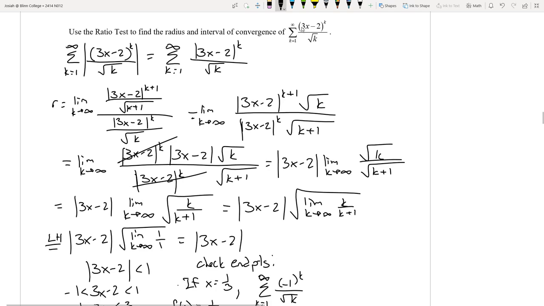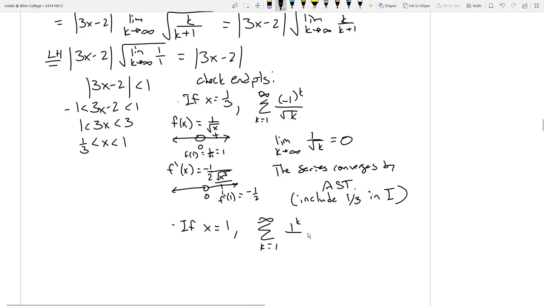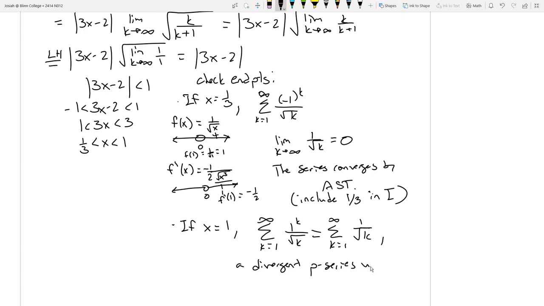We've got 3 times 1 is 1, minus 2 is 1 to the k over root k. And that's just going to be equal to that 1 to the k is just 1, so 1 over root k. And this is just a p-series. It doesn't alternate. And in fact, it's a divergent p-series because p equals 1/2, which is less than 1. So we don't include 1 in our interval of convergence.